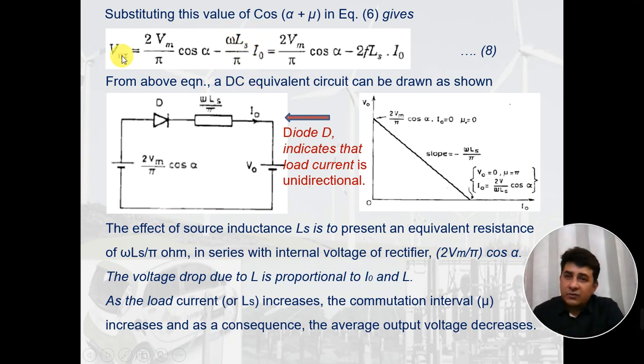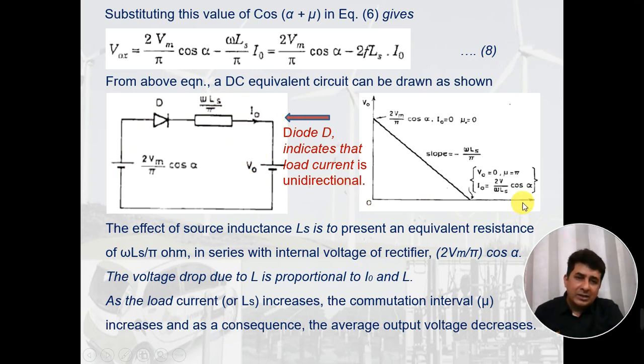Now with this equation, we can draw this small circuit. This is a DC equivalent circuit for this small equation. This circuit shows that 2 Vm by pi cos alpha, this battery, is represented for a converter in which there is no source inductance. So for that converter, the output voltage is 2 Vm by pi cos alpha. This D is just connected to indicate that the current is unidirectional. Now I shouldn't call this a load, rather this is an impedance in which the drop is taking place, and this is equivalent to omega Ls by pi. So when this is the source, if we reduce this drop omega Ls by pi into I naught, we get the output of this converter.